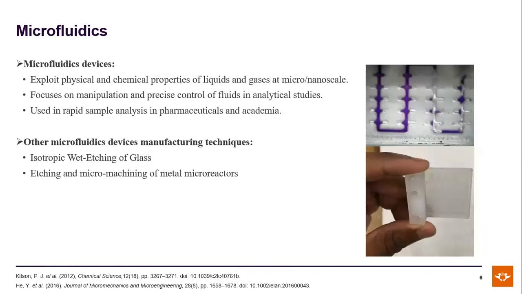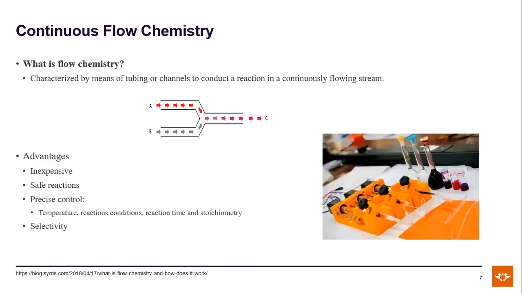These devices are used to exploit the physical and chemical properties of liquids and gases at micro or nanoscale, making them ideal for continuous flow chemistry since they use small amounts of reagents. Flow chemistry is concerned with conducting reactions in a continuous flowing stream by means of tubing or channels, which opens possibilities for automation of batch procedures, including safe upscaling in terms of an industrial application.